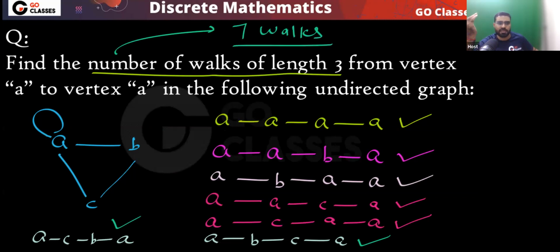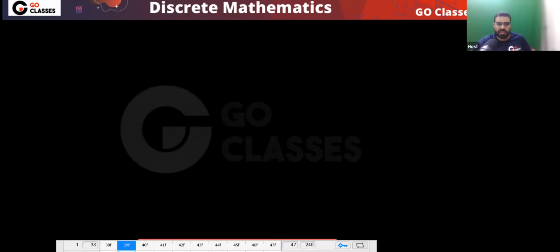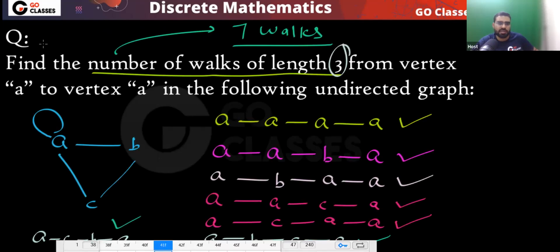Please tell me, is this clear? So the number of walks is going to be 7 of length 3 from A to A. Is this clear? Let me know. So very simple. Are you understanding the concept of walk? Please tell me. A simple question, let me ask you again.